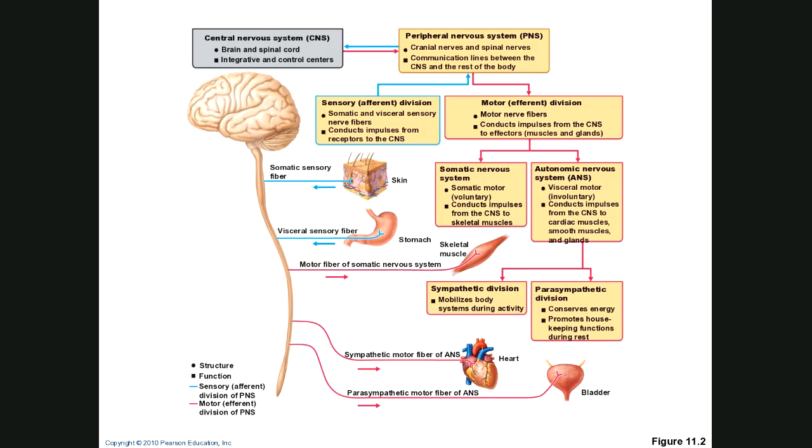And this is an overview of the central and peripheral nervous systems. It divides peripheral into sensory and motor. And then the motor is divided into somatic motor neurons and the autonomic nervous system, which is divided into sympathetic and parasympathetic. As we go along, you'll learn that both sympathetic and parasympathetic divisions are going simultaneously to maintain homeostasis.